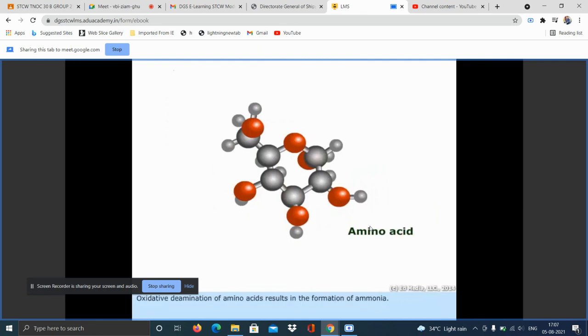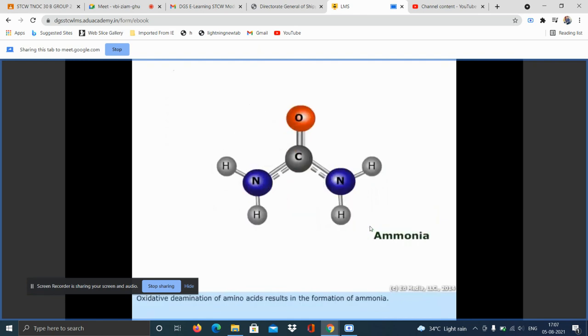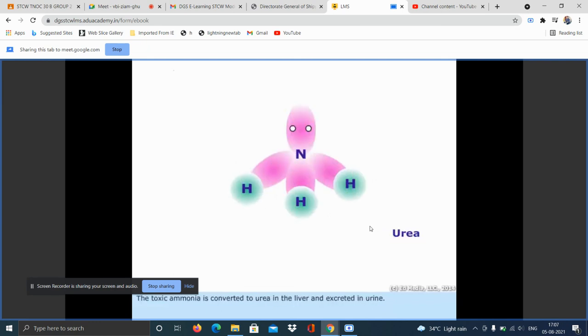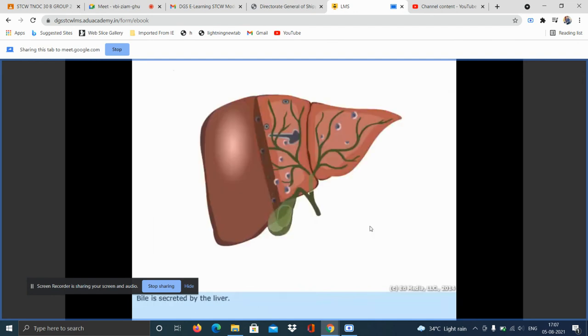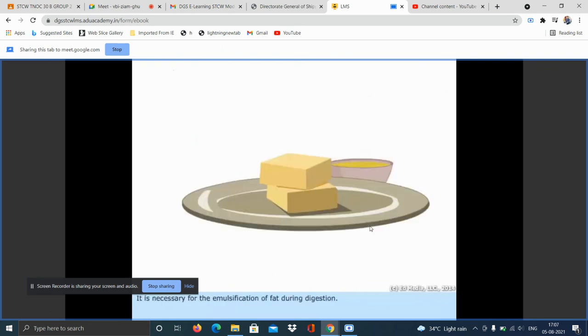Oxidative deamination of amino acids results in the formation of ammonia. The toxic ammonia is converted to urea in the liver and excreted in urine. Vitamin A, D, K, and folic acids are stored in the liver. Bile is secreted by the liver. It is necessary for the emulsification of fat during digestion.